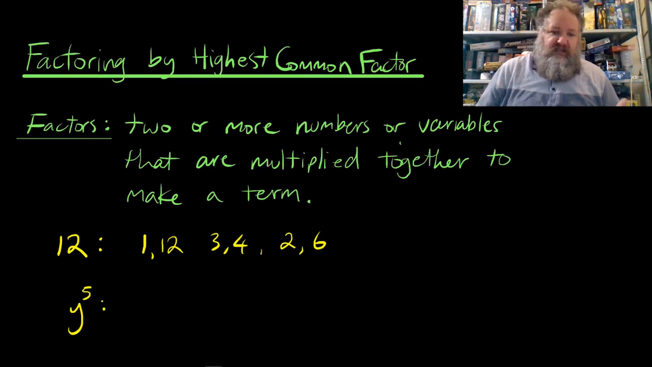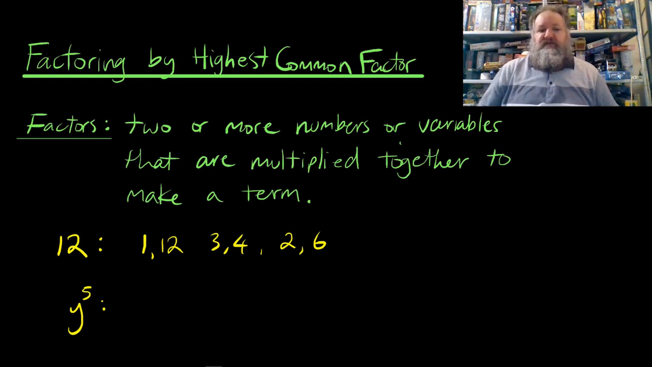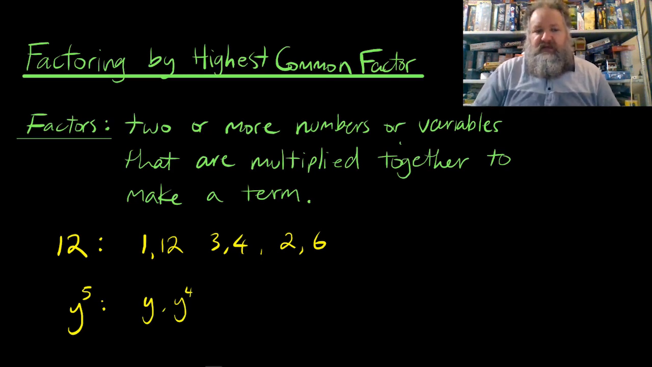And that doesn't change this idea of pairs of factors for our variables either, the way that variables work. So let's have a look at this next one here, this y to the power of 5. Well, there's pairs of factors for this as well. So we were looking for, again, any two variables multiplied together that will give us y to the power of 5. So this will be the first one. We've got y times y to the power of 4.